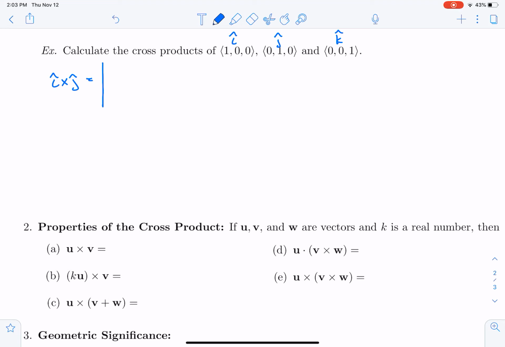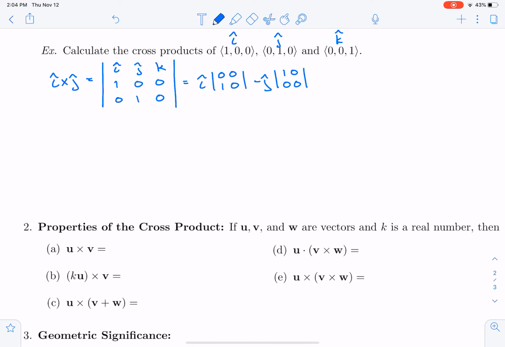Okay, and so I'm going to put the i, j, and k into my determinant, and then 1, 0, 0, 0, 1, 0. That's going to give me i times the determinant 0, 0, 1, 0, minus j times the determinant 1, 0, 0, 0, and then plus k times the determinant 1, 0, 0, 1.